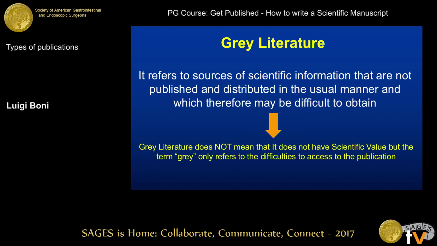Gray literature. I think this is a very misleading title or definition. Gray usually reflects something that is not really important, but that has everything to do with it. Gray literature is when you have a scientific paper where the information is not published or is very difficult to obtain. So the term gray does not mean that it doesn't have scientific value. Some of them have a lot of scientific value, but it is gray only because it's difficult to have the original access to this publication.